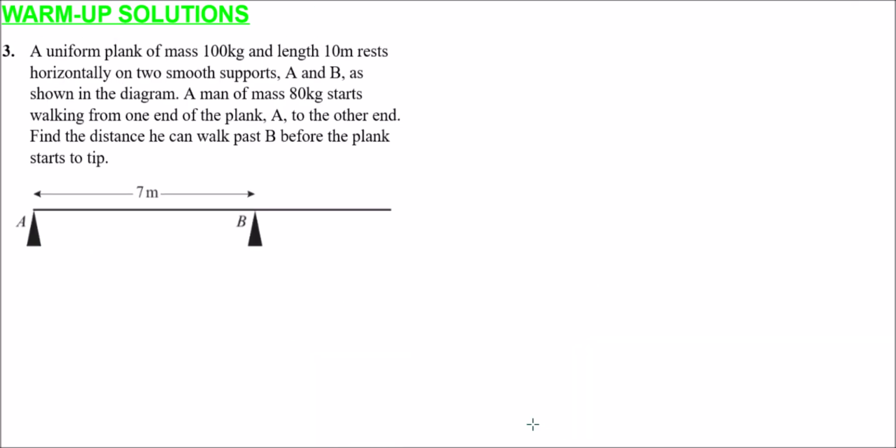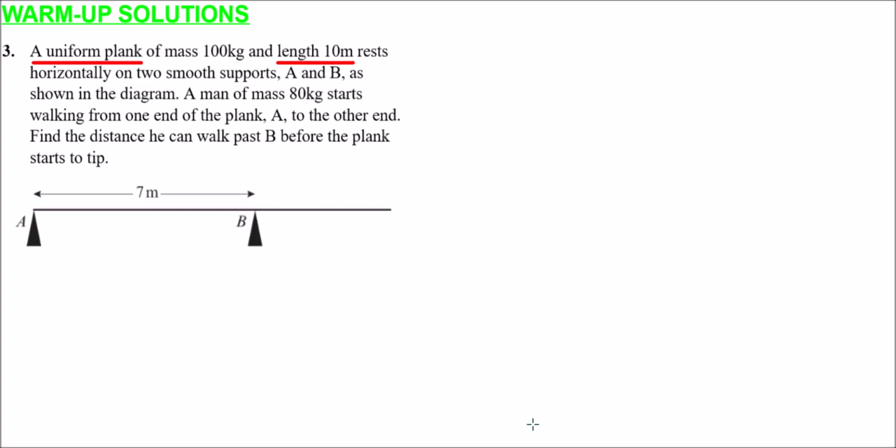Question 3, we're going back to some forces and statics. So we've got a uniform plank of mass 100 kilograms. So let's just add information to this diagram step by step. So the first thing we're told is it's a uniform plank and it's got a length of 10 meters.